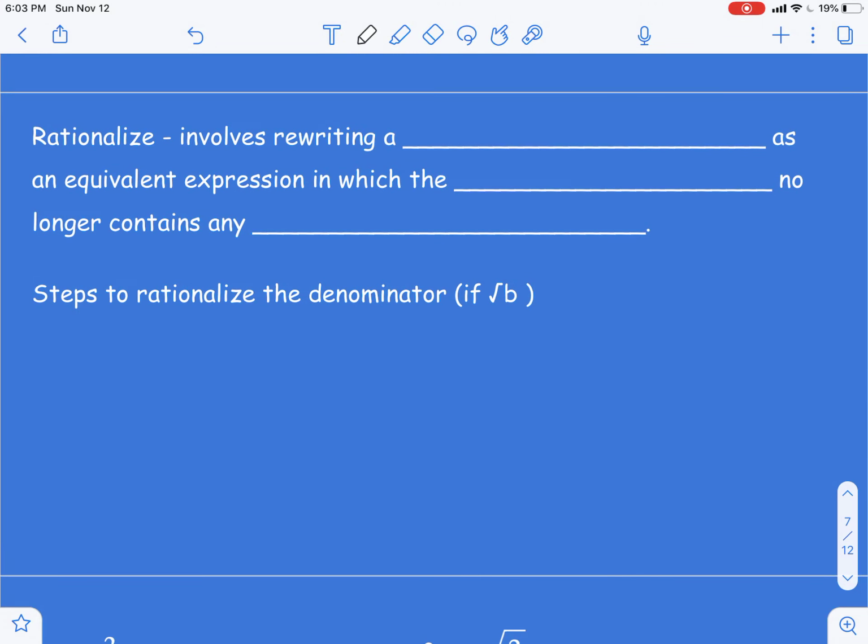Okay, so we're going to talk about what's called rationalizing the denominator. You need to get used to hearing that word. We'll talk about that a lot for the rest of the year. Again, what rationalizing involves is simply rewriting what we call a radical expression as an equivalent expression in which the denominator no longer contains any radicals.